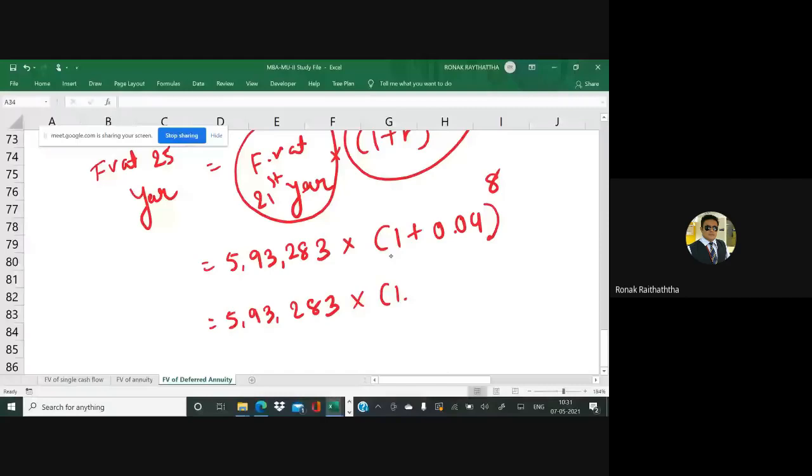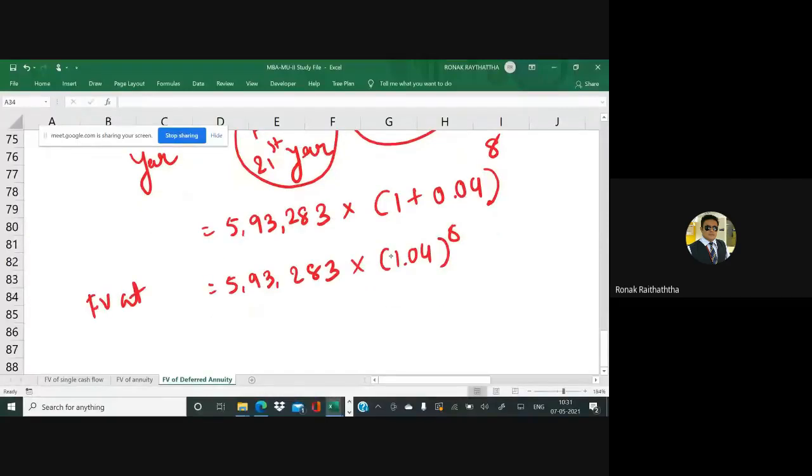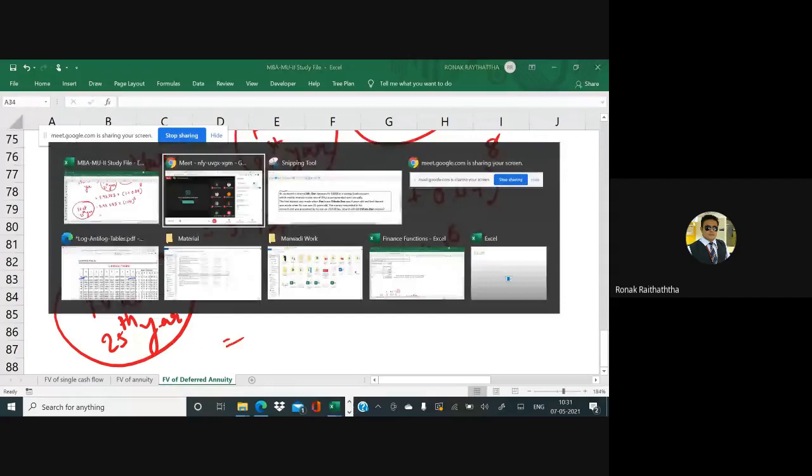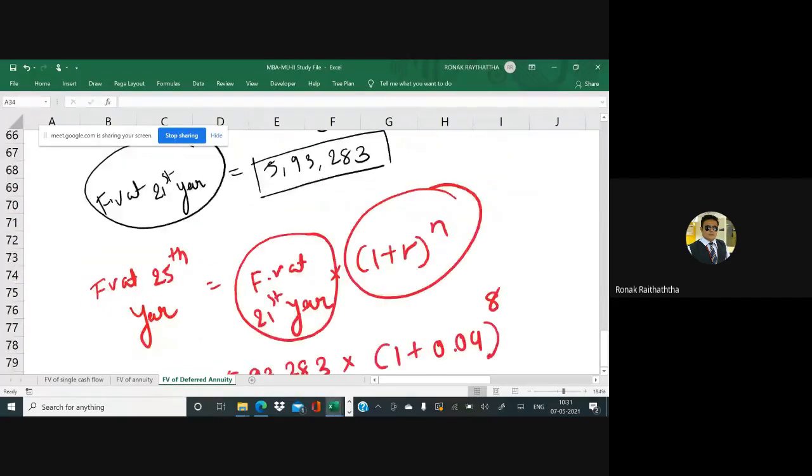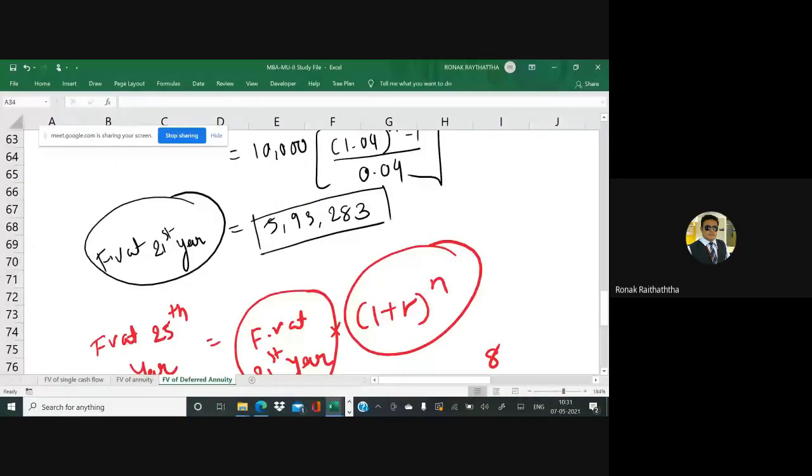Please give me the final answer. So that will be the FV at the 25th year. What is the answer we have got? May I have the answer from the students, please? I hope everyone would have got this question. It was slightly tricky, but once you get the timeline of it, then it becomes very easy to understand. Final answer from the students, please.